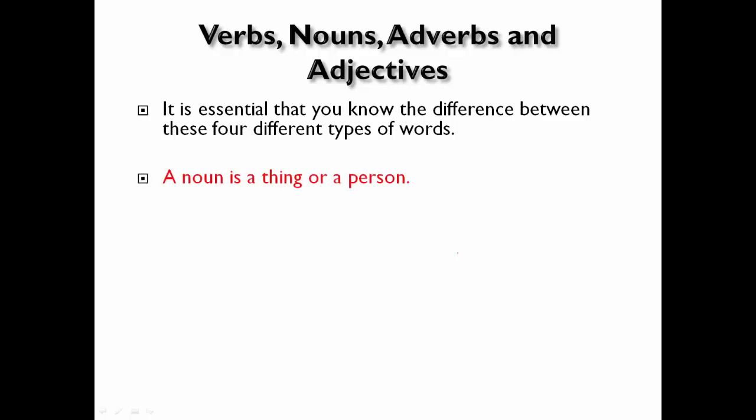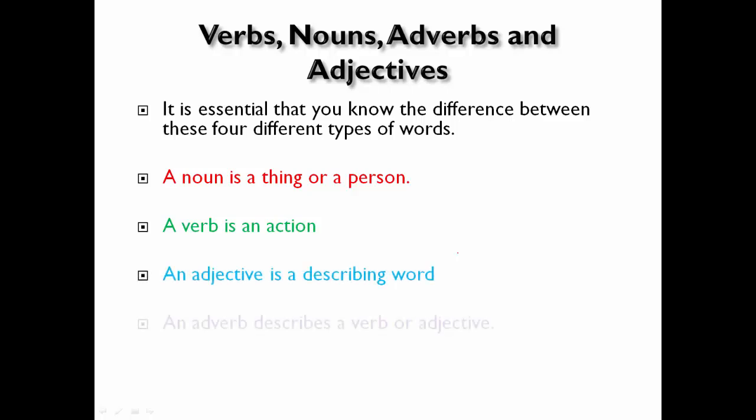A noun is a thing or a person, like an object or a person or a business name or the name of a country or something like that. A verb is an action, it's a doing word. An adjective is a describing word, and an adverb describes a verb or an adjective.